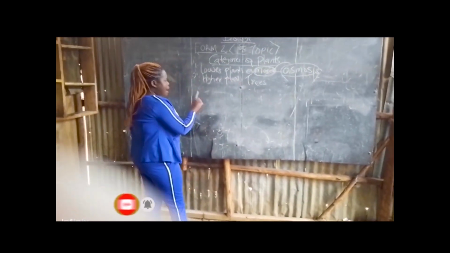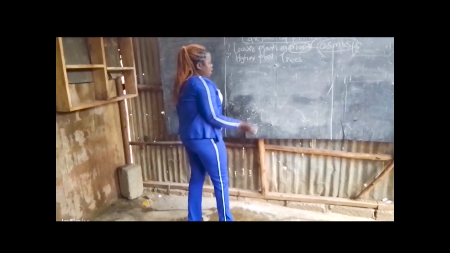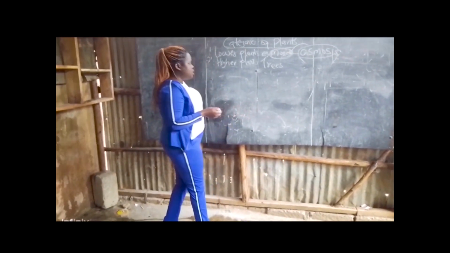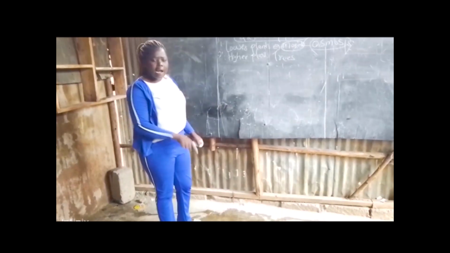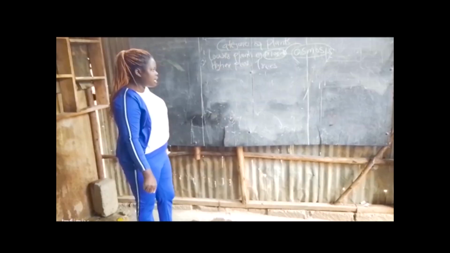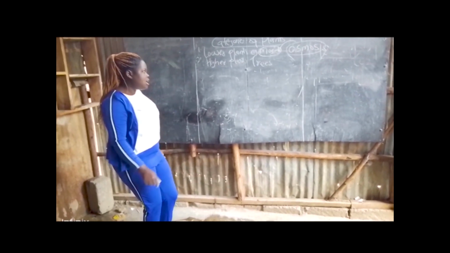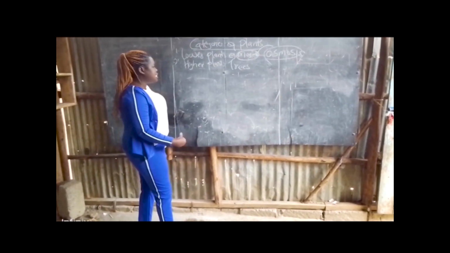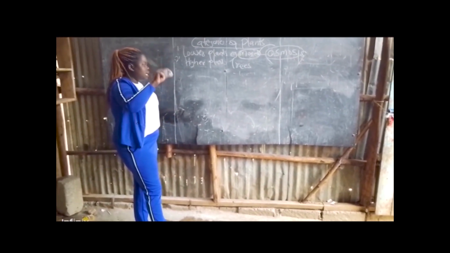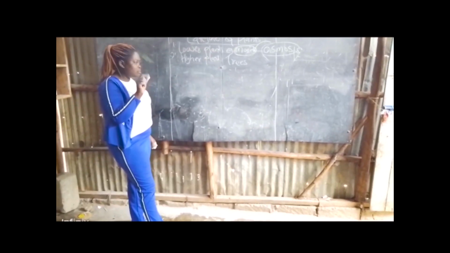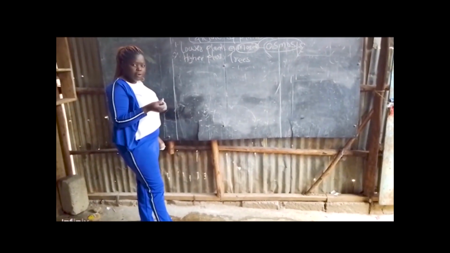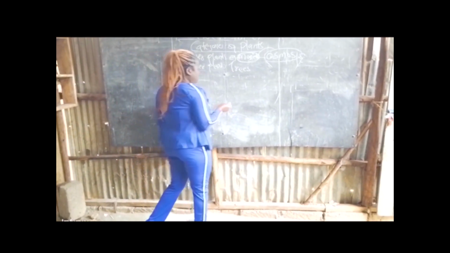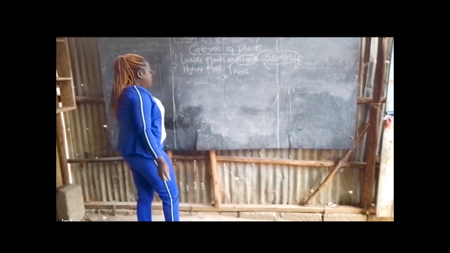Then we have higher plants such as trees. Higher plants such as trees also acquire water and mineral salts from the ground, through the root hair cells, to the roots, through the xylems of the root, through the stem, to the xylems of the leaves, and water will reach every part of the plant body. I'm going to explain about it.